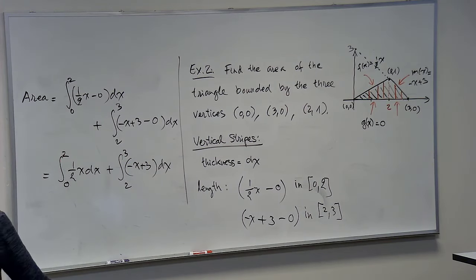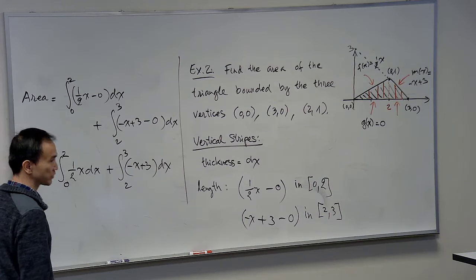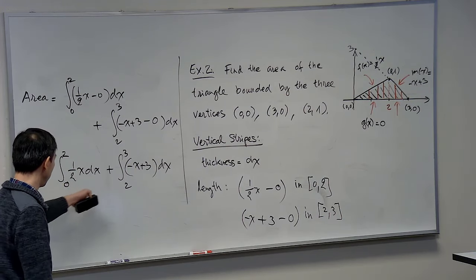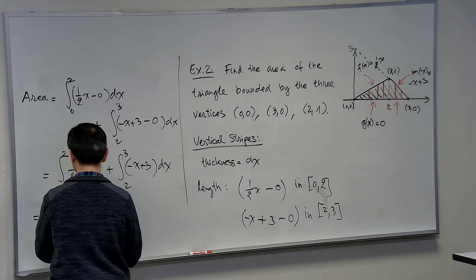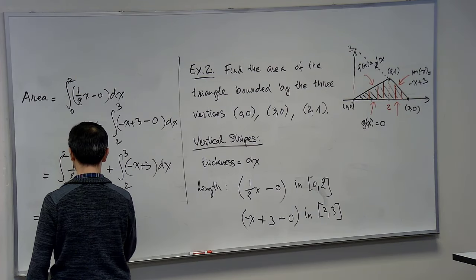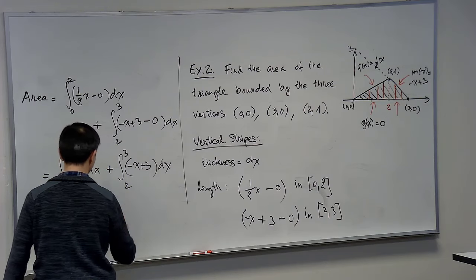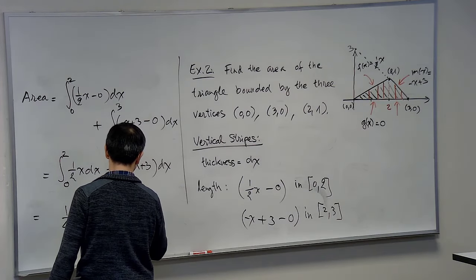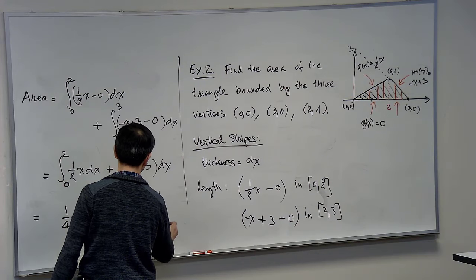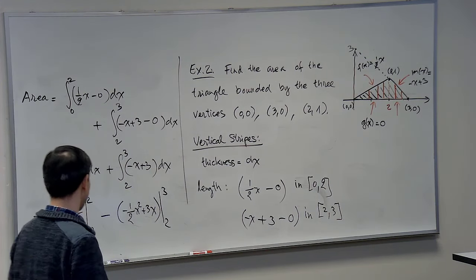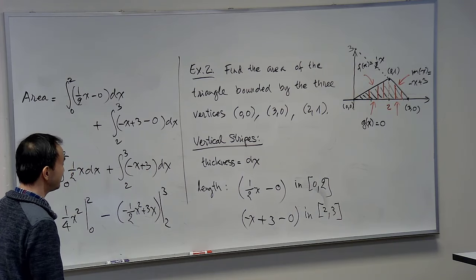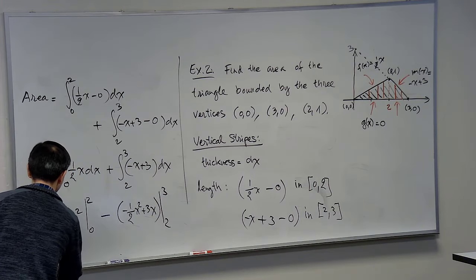Right. So now we're going to use the fundamental theorem of calculus to get the answer out. So this one right here gives me, okay, it's going to be one fourth x squared, evaluating from 0 to 2. This next one here is a plus, and then we have minus one half x squared plus 3x, evaluating from 2 to 3. You guys can go ahead and spend time with your own substituting work there to get that answer. The answer should come out being 3 halves altogether.